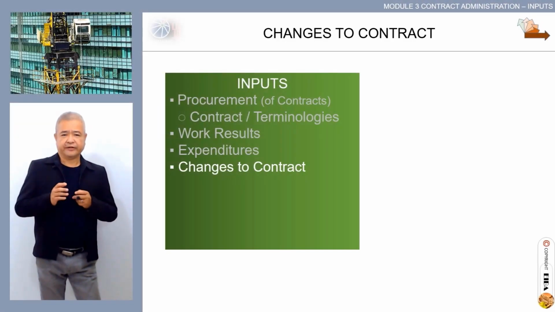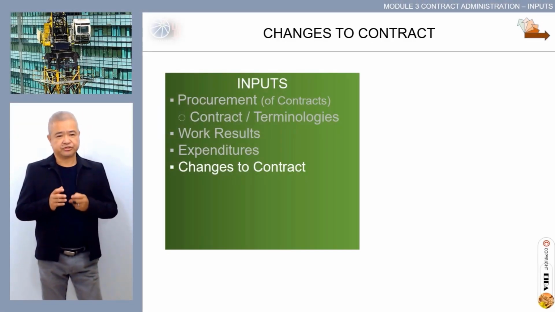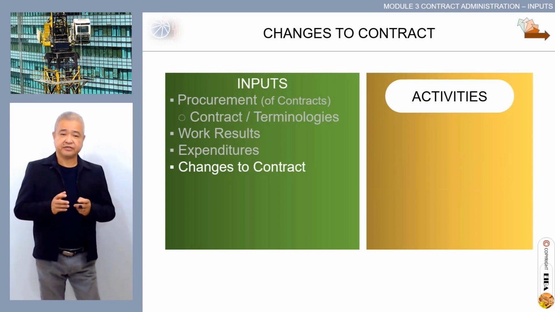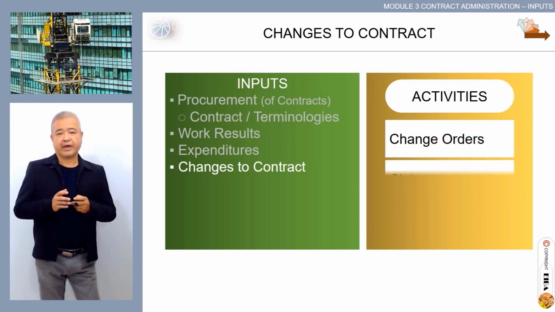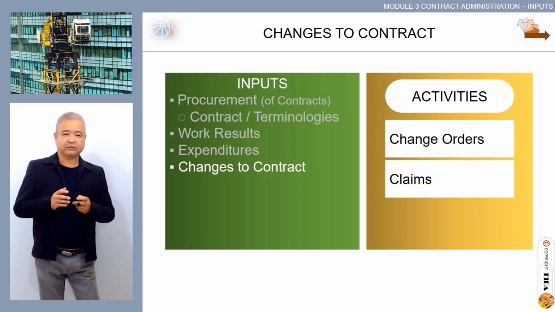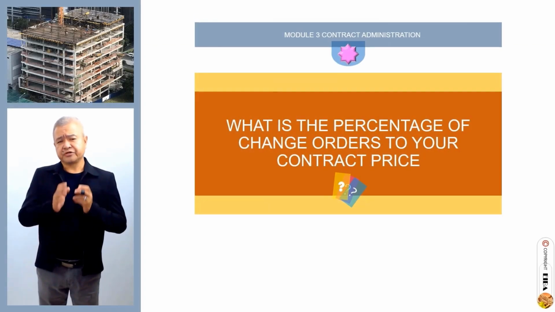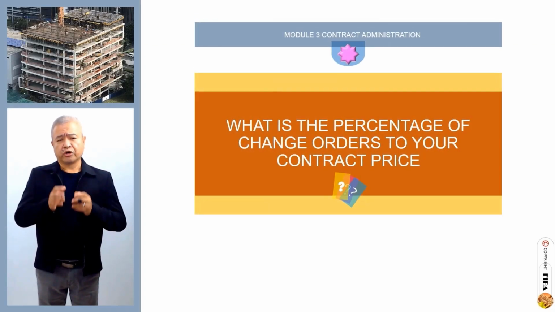Changes to contract. Another input to contract administration. Activities under this input are change orders and claims. Let me talk about change orders. What is the percentage of change orders to your contract price?